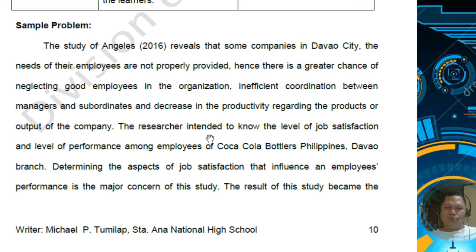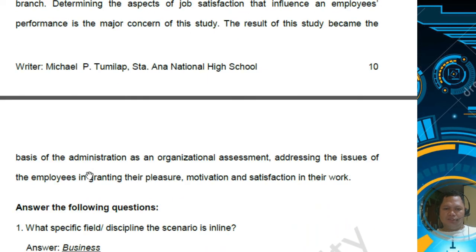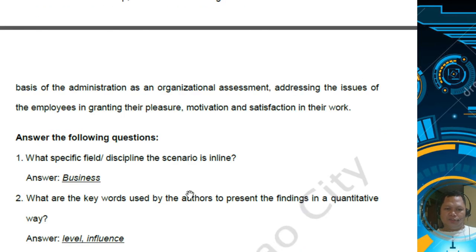The researcher intended to know the level of satisfaction and the level of performance among employees of Coca-Cola Bottlers Philippines, Davao branch. Determining the aspects of job satisfaction that influence an employee's performance is the major concern of this study. The result of the study became the basis of administration as an organizational assessment addressing the issues of the employees in granting their pleasure, motivation, and satisfaction in their work. So these are the questions.